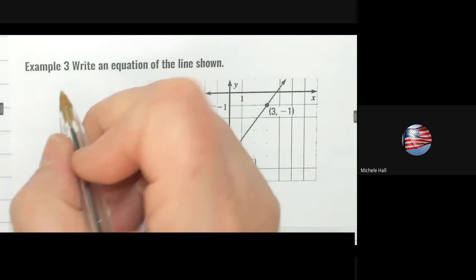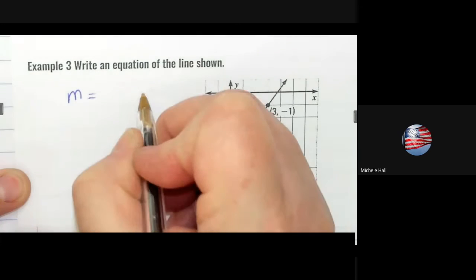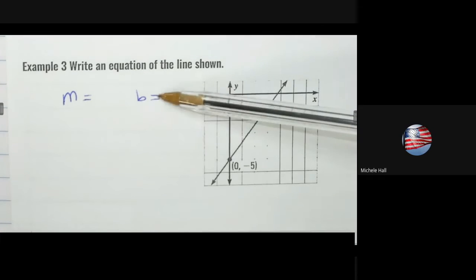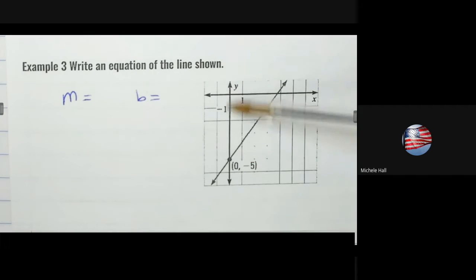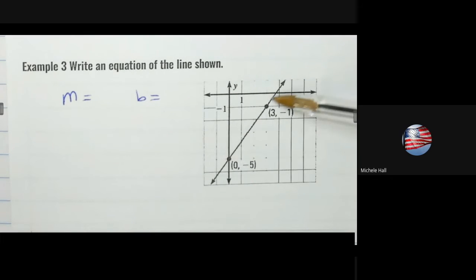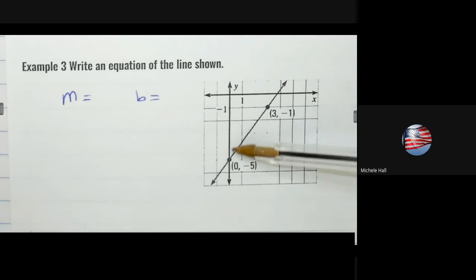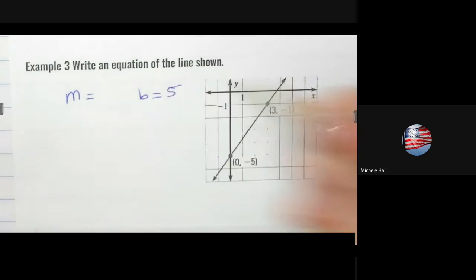Write an equation of the line shown. We need m and we need b. What is the y-intercept? It's usually the easier one to start with. Here's our y-axis. Where is the line intersecting the y-axis? The y-intercept is here. 1, 2, 3, 4, 5. 0, 5. So that y-intercept is 5.